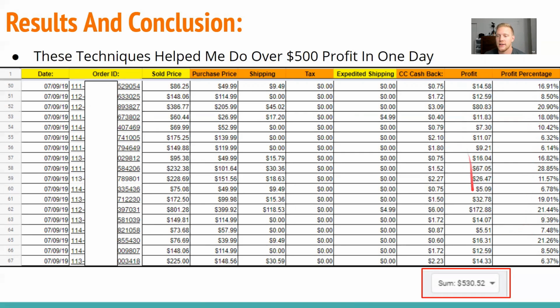If you want to add together all the profits, I can guarantee you it's $530.52, because I just literally highlighted this row and just screenshotted the sum of that column. So with these techniques, I've been able to get over $500 profit in one day.